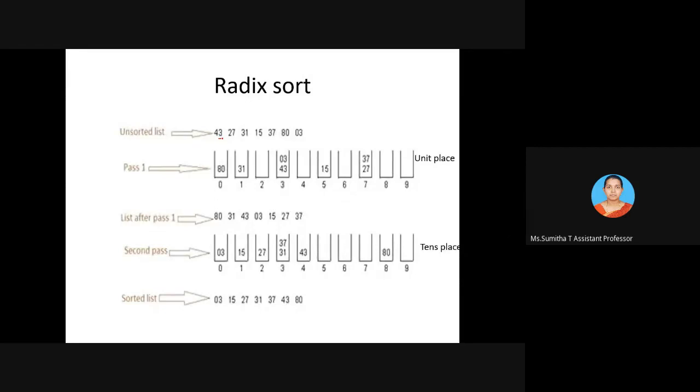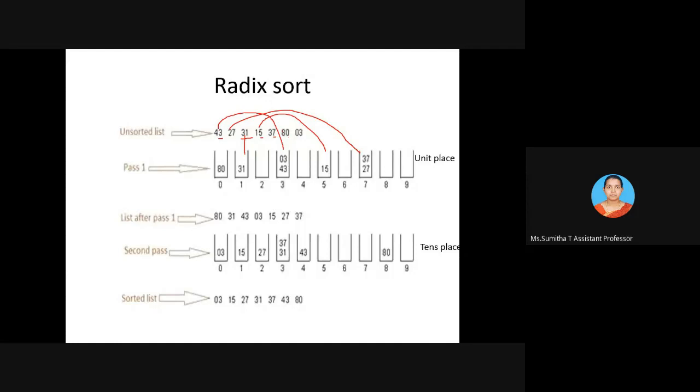Okay, here 3. So I can keep the element in the third bucket. Again here 7. So I can keep that particular element in the seventh bucket. And again 31. So I can keep the particular element in the first bucket. And 15. So I go with the fifth bucket. I'm just seeing the unit place. Based on the unit place, I just put the elements in the bucket.